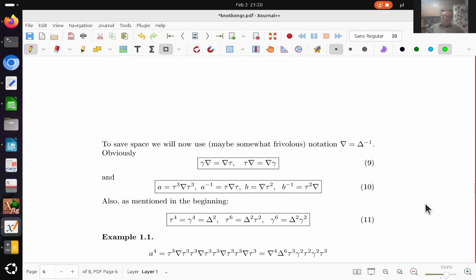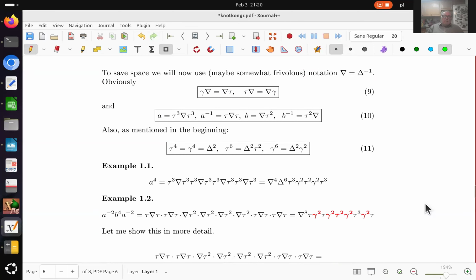Okay, so now I am tempted to use a somewhat frivolous notation because I need to write delta inverse several times, so I invert the letter delta into nabla. It's frivolous because nabla is well established as a letter used for something else. So it is still true that gamma times delta is equal to delta, gamma times nabla is equal to nabla times tau, and tau times delta is equal to tau times nabla is equal to nabla times gamma.